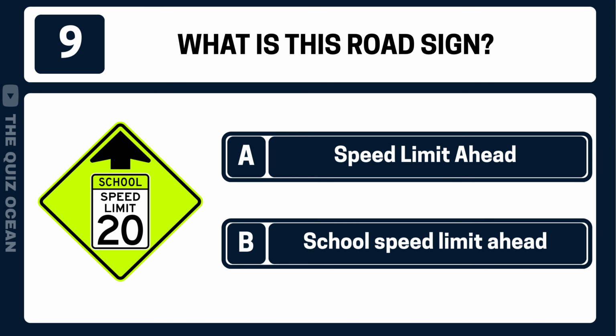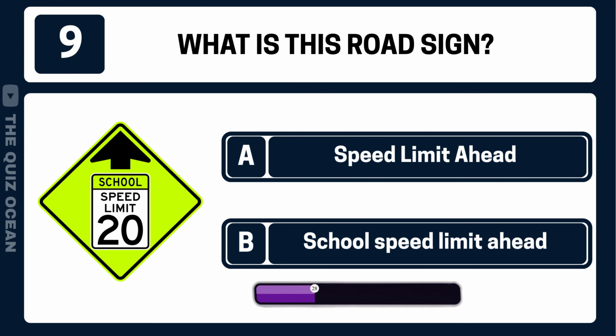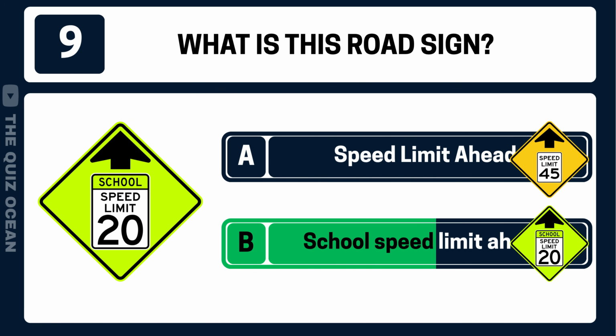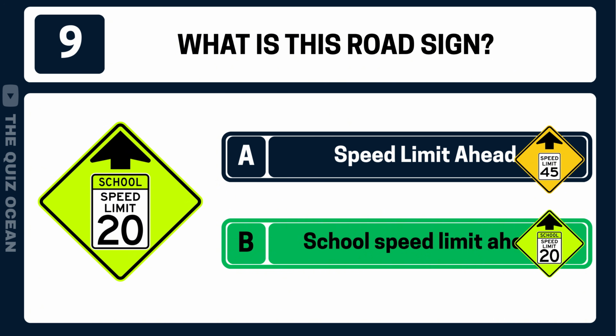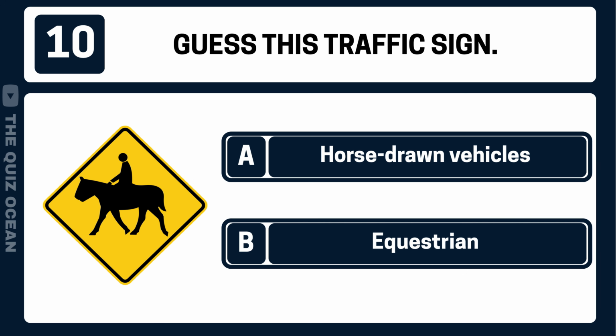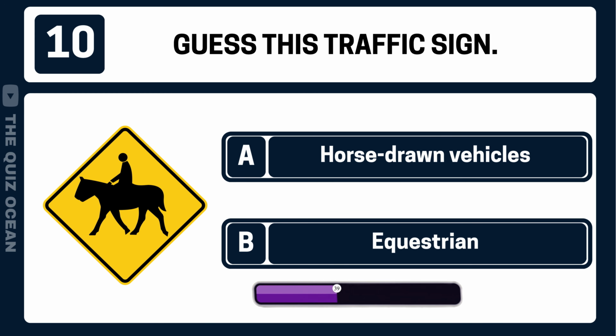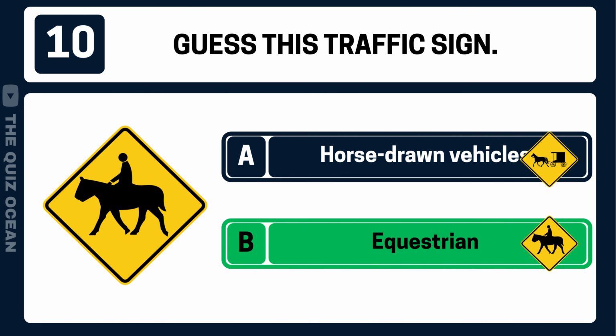What is this road sign? A. Speed limit ahead. B. School speed limit ahead. Nicely done. It is the school speed limit ahead. Guess this traffic sign. A. Horse-drawn vehicles. B. Equestrian. Correct. It is the equestrian sign.